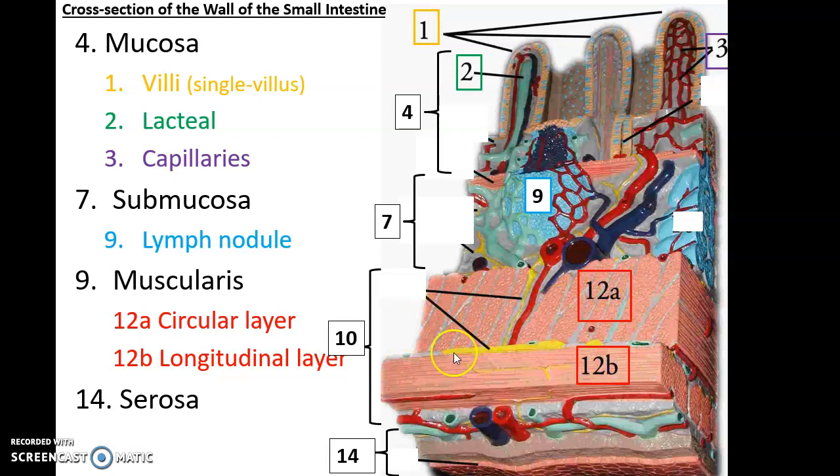The muscularis layer includes the circular layer, which goes around the small intestine, and the longitudinal layer, which runs along the length of the small intestine. And then finally, we have the serosa, the outermost layer.